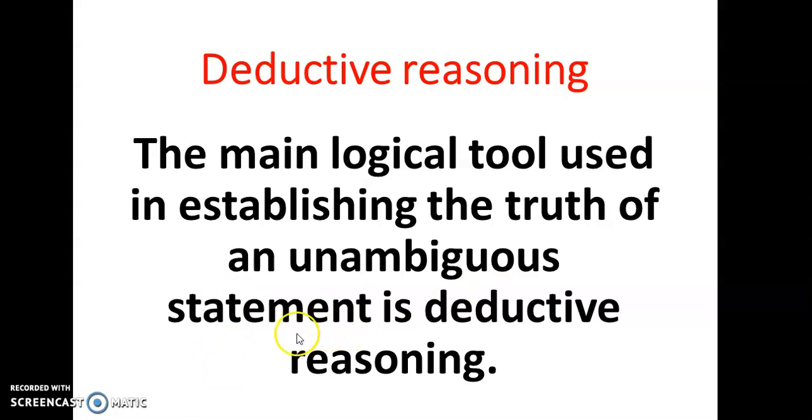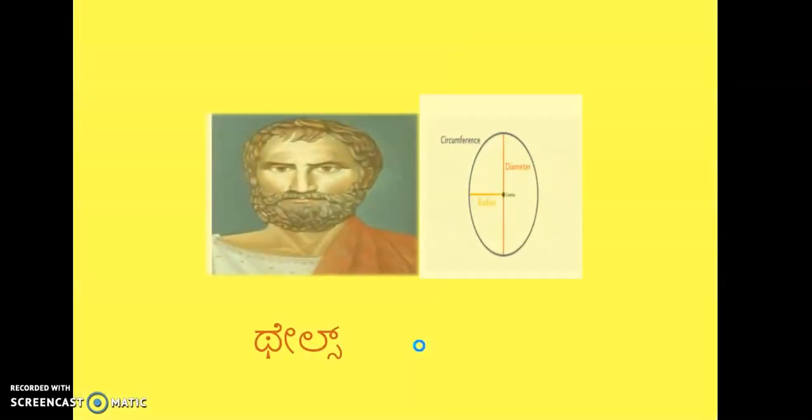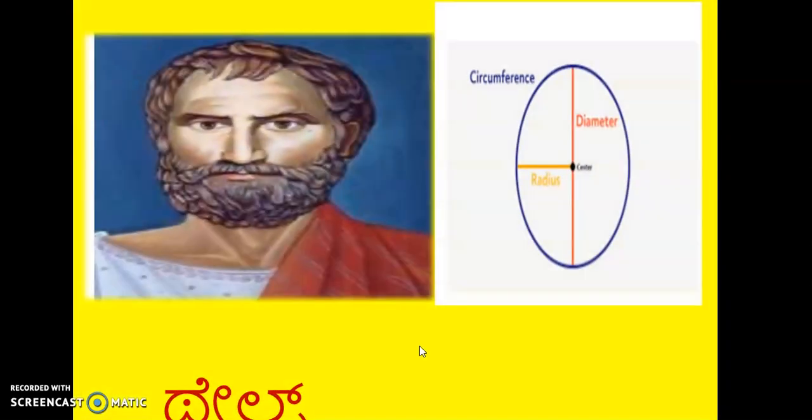The main logical tool is used in establishing the truth of an unambiguous statement. An unambiguous statement means a statement having only one meaning and leading to only one conclusion, and we call this deductive reasoning. The Greeks were interested in deductive reasoning for proving any statements.